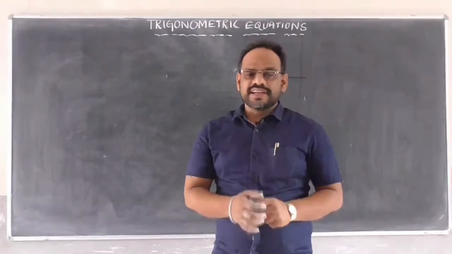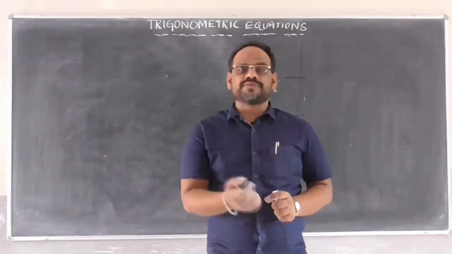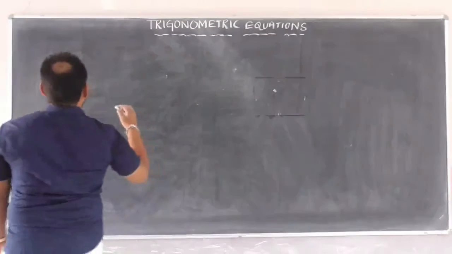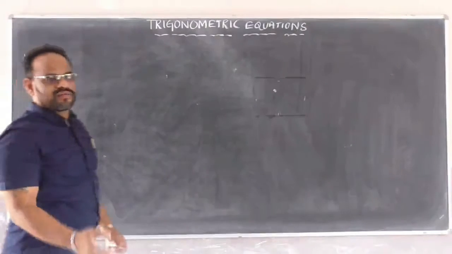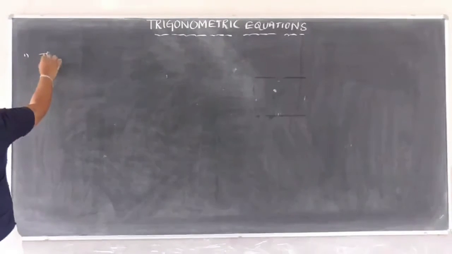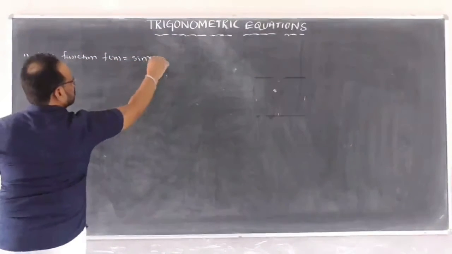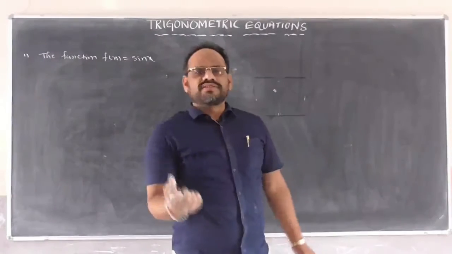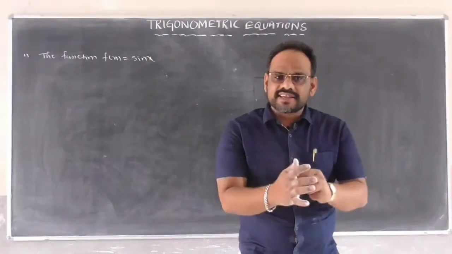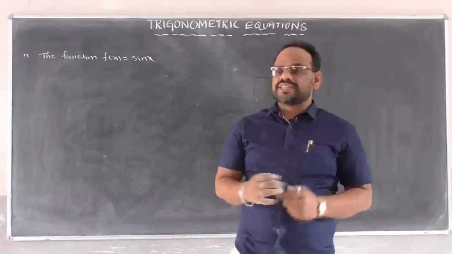In trigonometric equations, how to find the principal solution? Some definitions are there. First one, already we know the function f of x equals sin x. What is the domain and the range? f of x equals sin x has domain R, and the range is clearly -1 to +1.